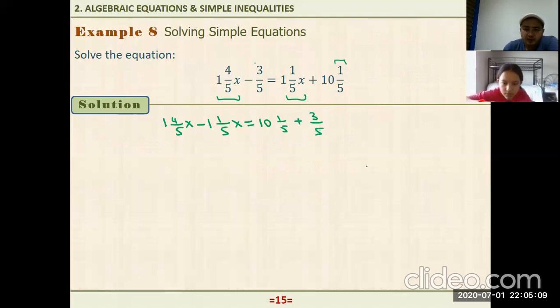Now these are algebraic fractions, if you remember. In the previous chapter, we studied how to simplify these. First, bring them to the common denominator: 1 times 5, 5 plus 4 is 9, so this is 9x over 5, minus 1 times 5, 5 plus 1 is 6, so 6 times x is 6x over 5. On the right-hand side, 10 times 5 is 50, 50 plus 1 is 51 over 5, plus 3 over 5.